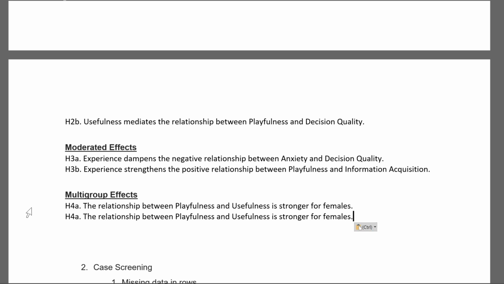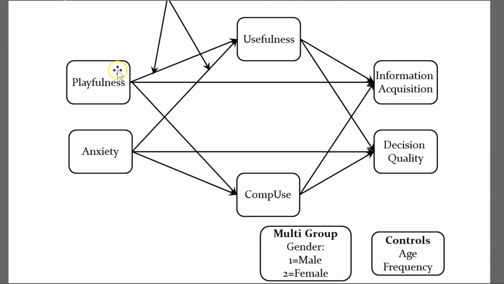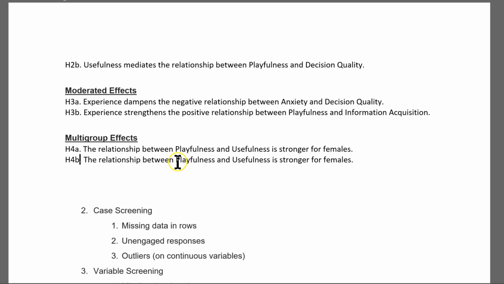Control C, Control V, and let's do one more here, B, and let's say the relationship between anxiety and usefulness is stronger for females. Sure. And I'm going to call this the negative relationship. And this has got to be the positive relationship. There we go. That way we have declared a direction.